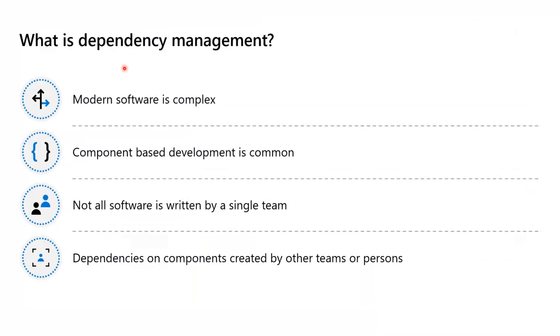So, what is dependency management? First of all, modern software is complex. So definitely we need to modularize, we need to create different classes, different functions with different functionality. And component-based development is common. Not all the software is written by a single team. As we discussed yesterday, in any way, we are consuming open source software, open source packages. So there we are going to have different dependencies on components created by other teams or persons.